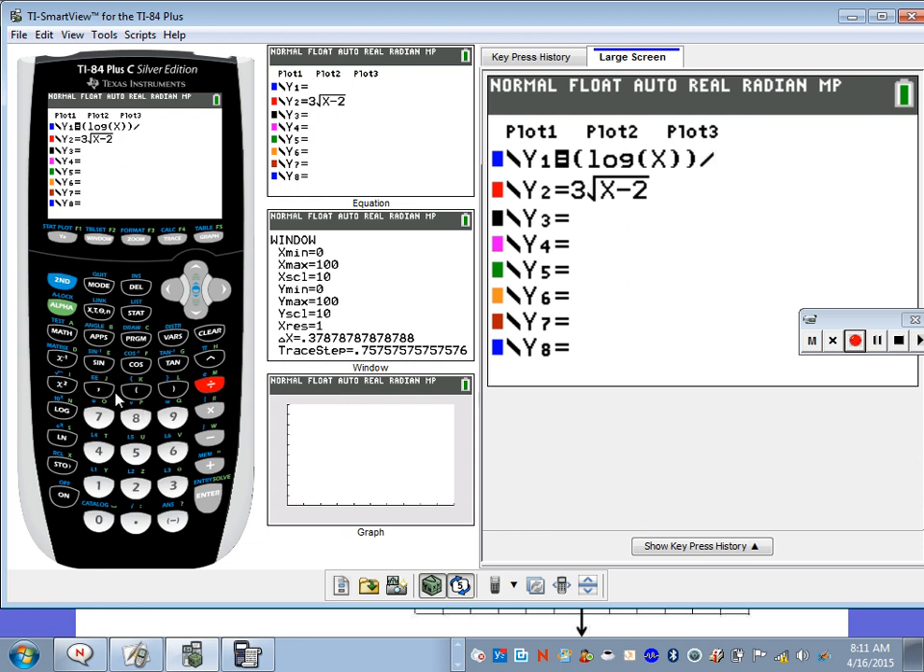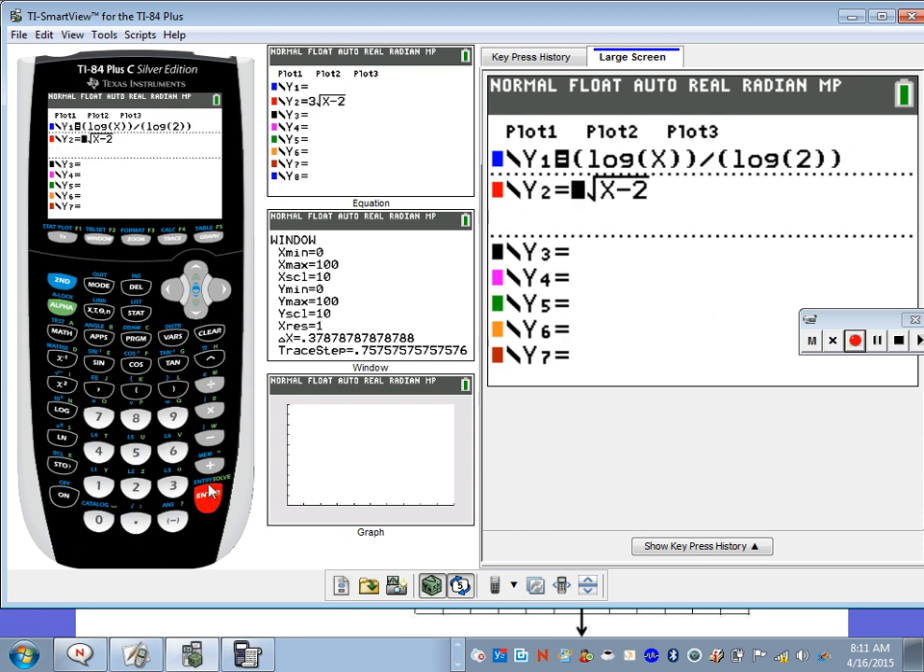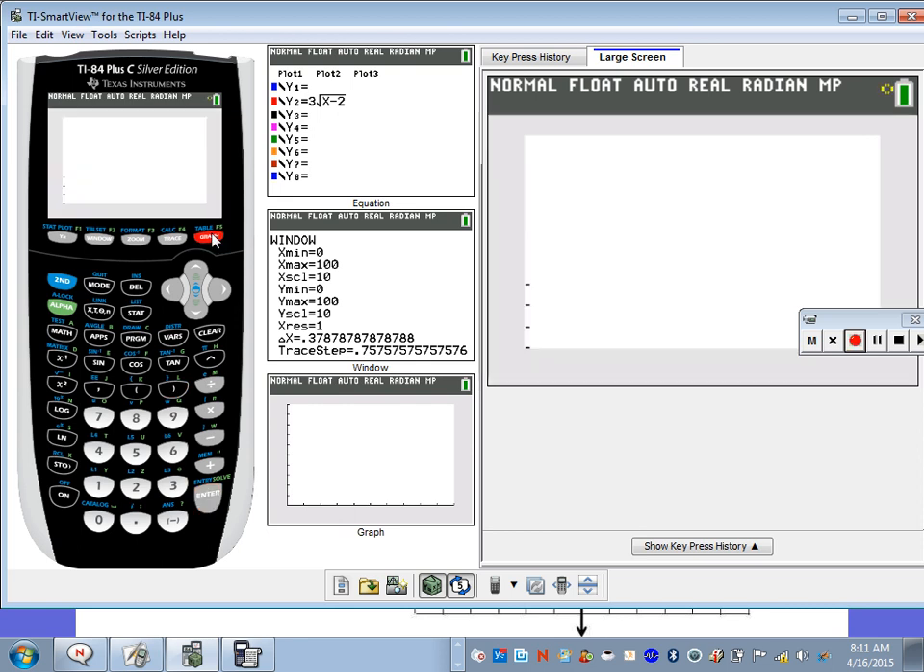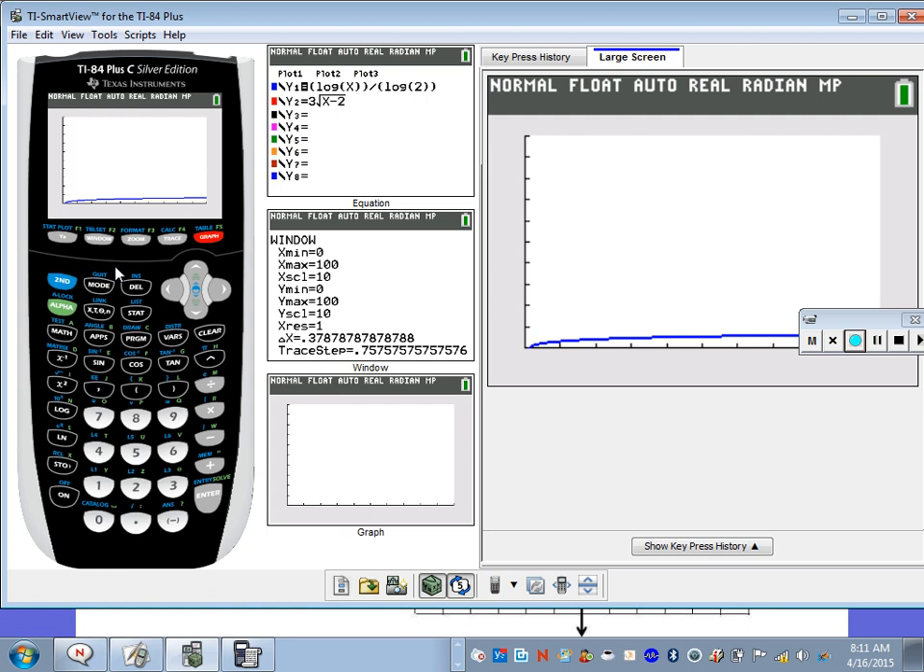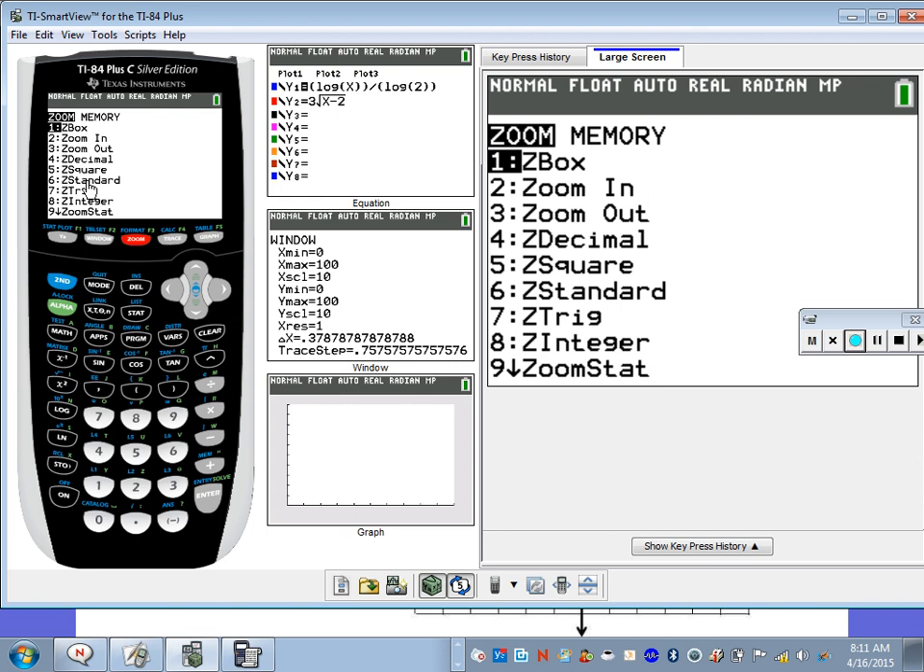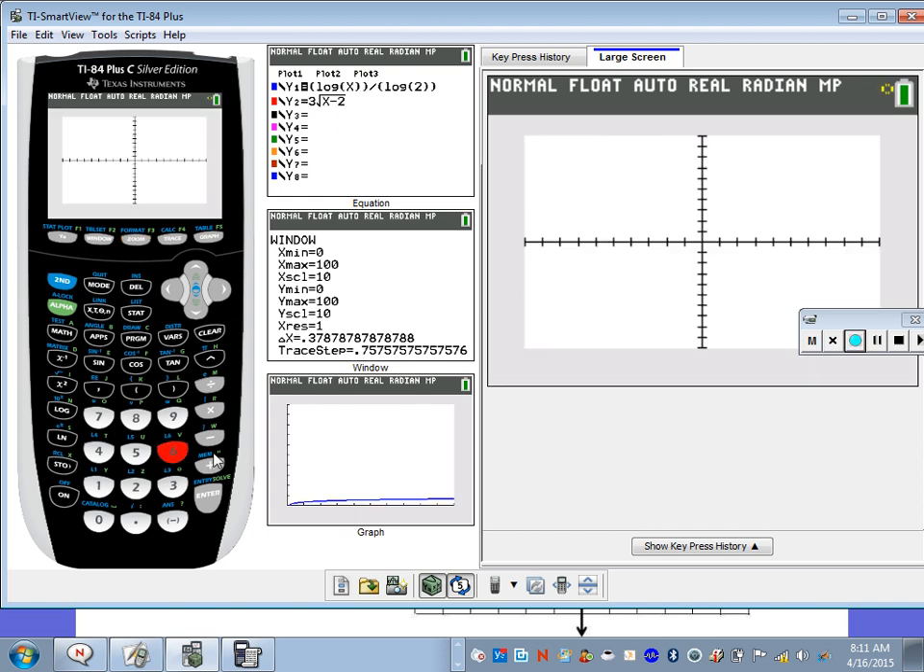And then I'm going to open, and do log of 2. Close, close. Okay, and then I'm going to enter. And then I'm going to tell it to graph. Okay, one thing I want to do here is change my window. So I went zoom and I'm hitting 6. Okay, there you can see it a little bit better.